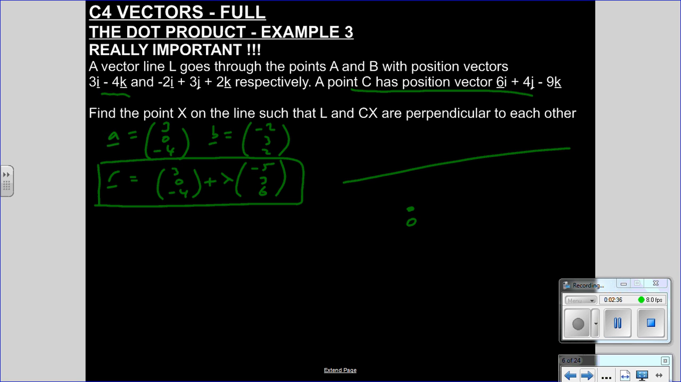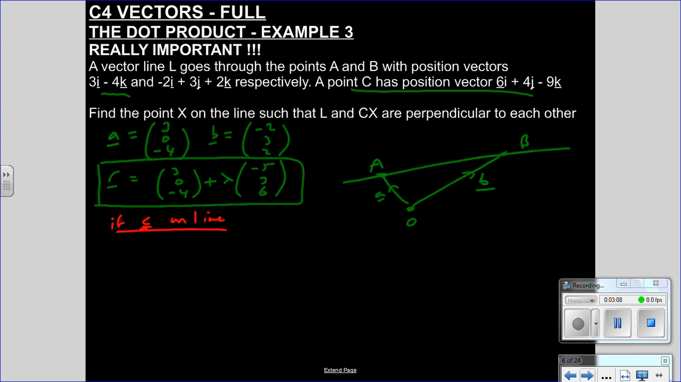And it's saying that C has position. Let's put that in there. So A and B, there's our line. There's A. There's B. And it's saying there's a point C, 6, 4, minus 9. I could verify: is C on the line? Well, let's do it actually. Let's pretend the question asks if C is on the line.